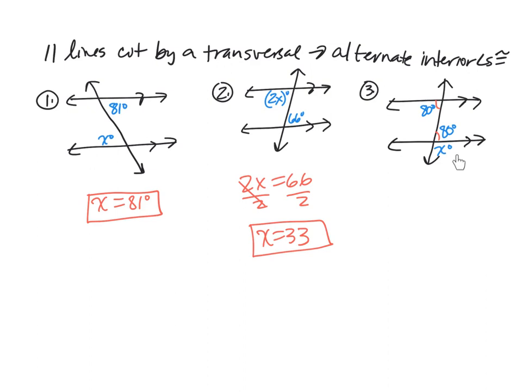80 and the x degree angle form a linear pair. They're adjacent angles and their non-common sides form a straight line. So they form a linear pair, which means they're supplementary. So x is the supplement of that 80 degree angle. So x is equal to 100 degrees because 80 degrees plus 100 degrees is 180 degrees.